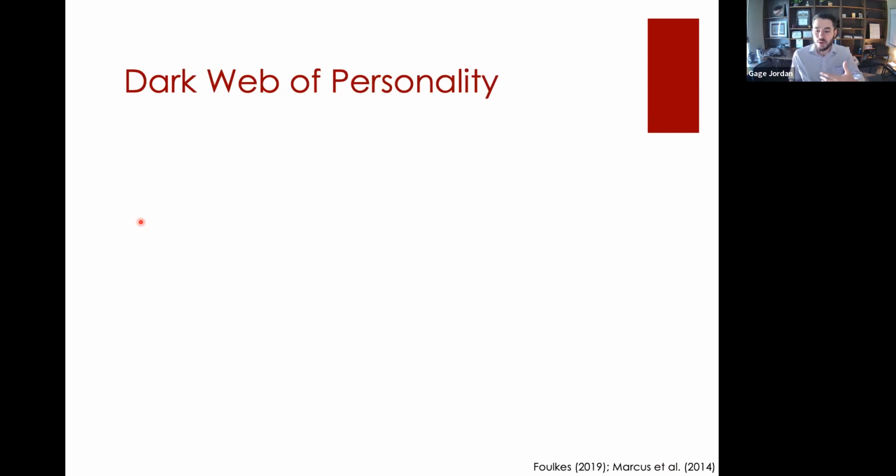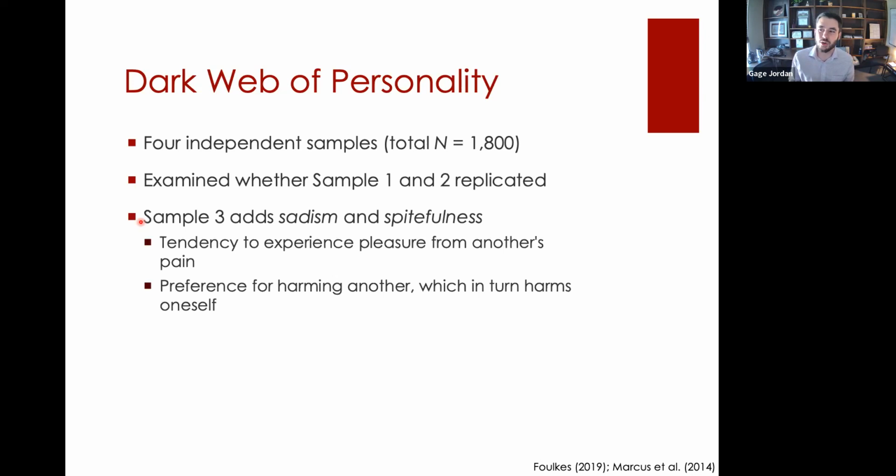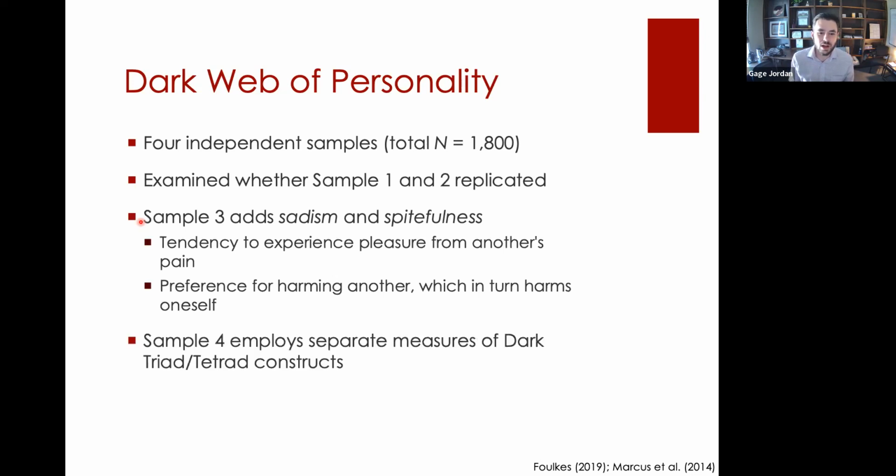So going back to the study that I was talking a little bit about, the Jordan et al. 2022 dark web of personality. We looked at network analyses in 4 independent samples. I'll focus really more so on sample 1 in here. Sample 3 and sample 4 just add a little bit more generalizability to these features, looking at other things that are related to the dark triad, psychopathy, Machiavellianism, and narcissism, things like sadism or spitefulness, and just looking at different measures of how we assess these constructs here.